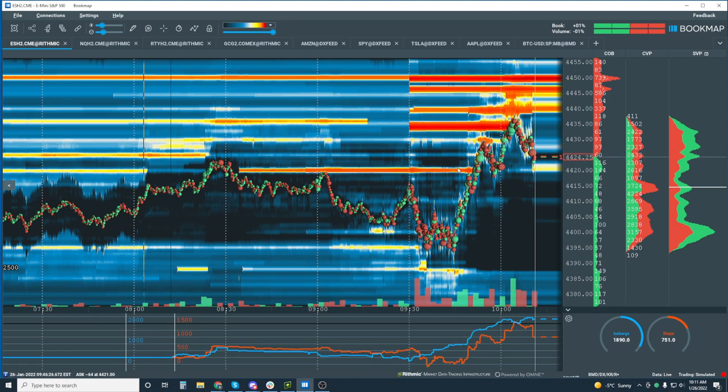All right, so we're bullish at the moment. I mean, you can see the move above the swing here, up into high liquidity up here at 44.35, and we're getting a bit of a pullback here.